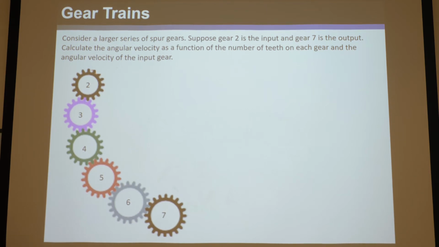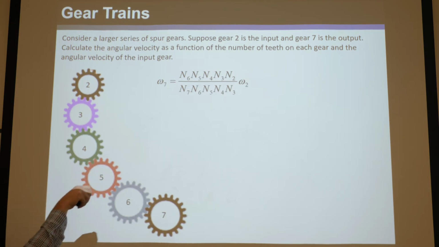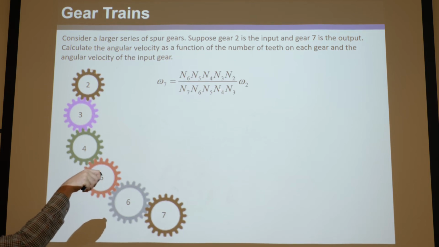So consider a large series of spur gears where this is the input up here, 2, 3, 4, 5, 6, all the way to 7. Suppose gear 2 is the input, gear 7 is the output. Calculate the angular velocity as a function of the number of teeth on each gear, and the angular velocity of the input gear. So what you could do is count all these, 2, 3, 4, 5, and 6, which are by the way all the driving gears: 2 drives 3, 3 drives 4, 4 drives 5, 5 drives 6, 6 drives 7. Those are all the driving gears. And then you put the divided by the ratio of all the driven gears.